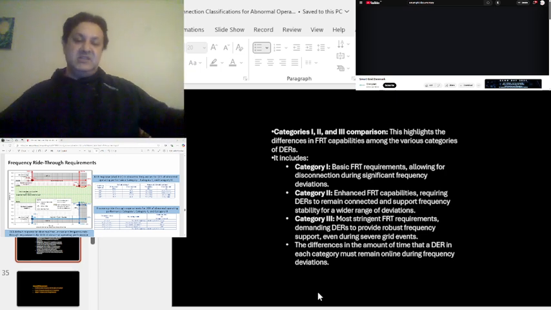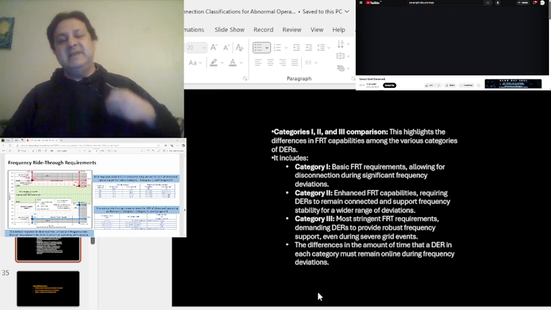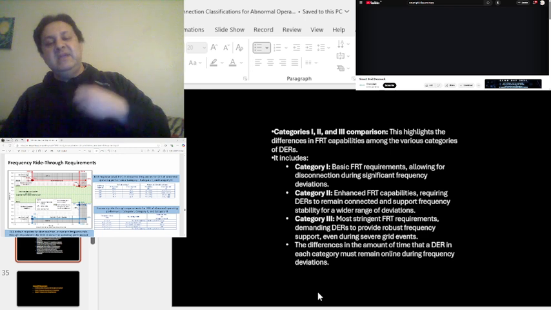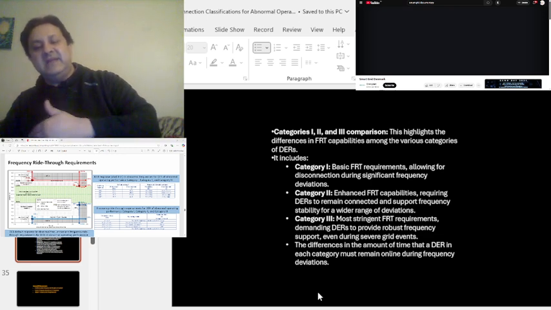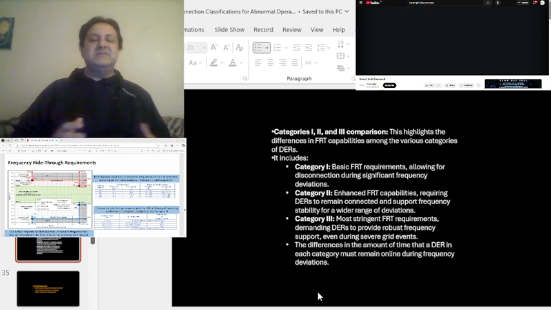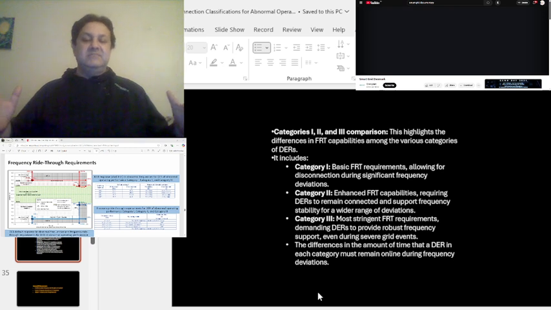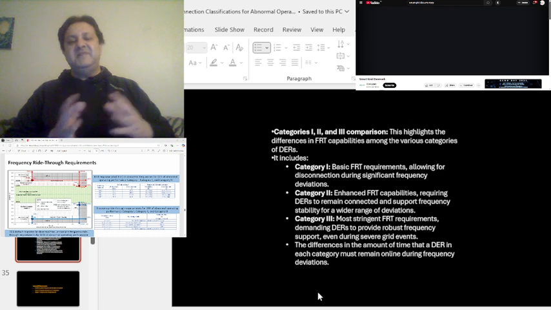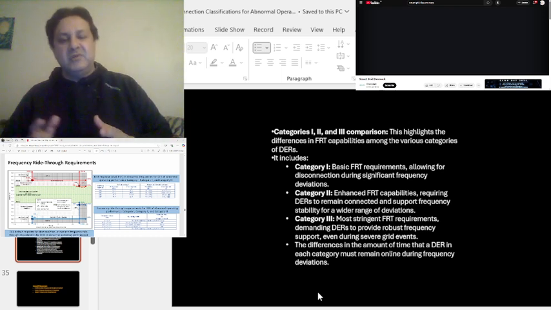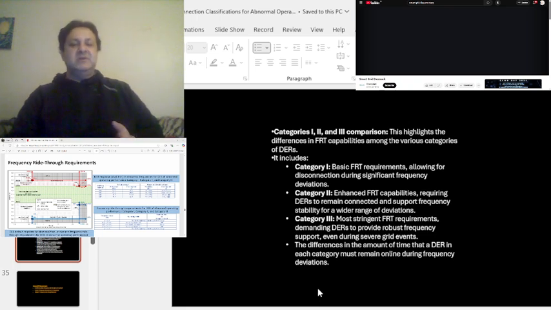If the deviation is more, let's see, category 3: most stringent FRT requirements, demanding DRs to provide robust frequency support even during severe grid events. So these are differences in the amount of time that a DR in each category must remain online during frequency deviations. Let's say the deviation is greater than 30 hertz, 30 to 40 hertz, so number three. If it is 10 to 20, say number two. If it is between one and two or four hertz, let's say it's category one. I'm just giving you numbers, I'm not sure.